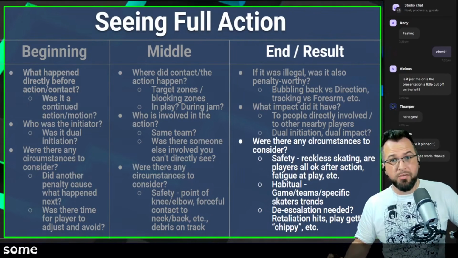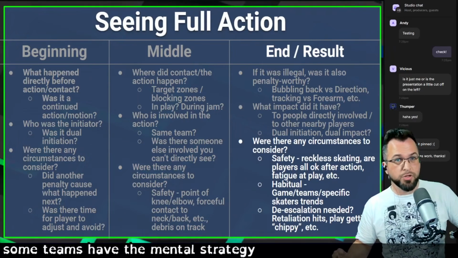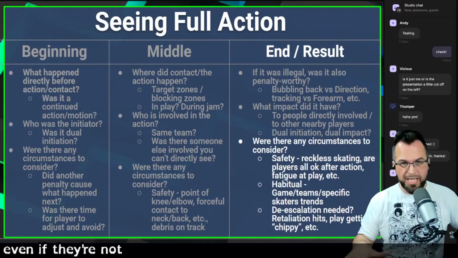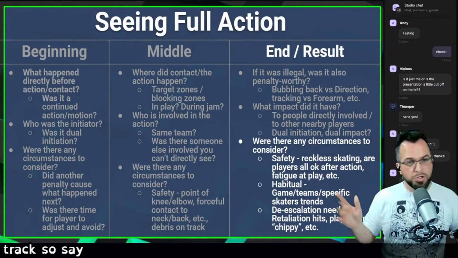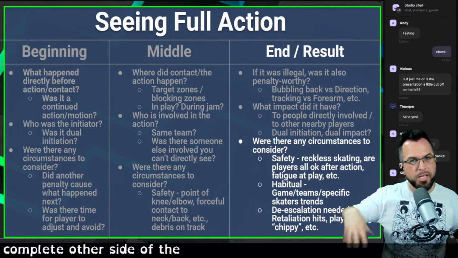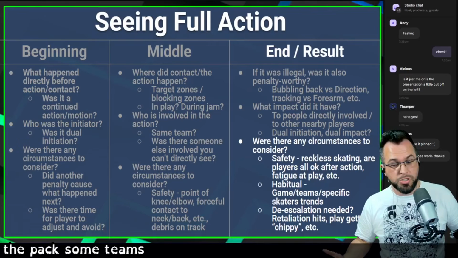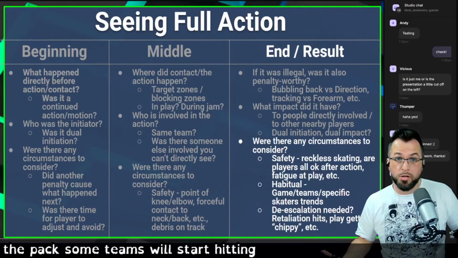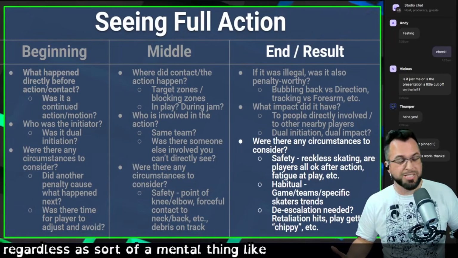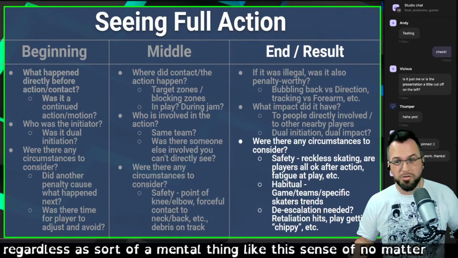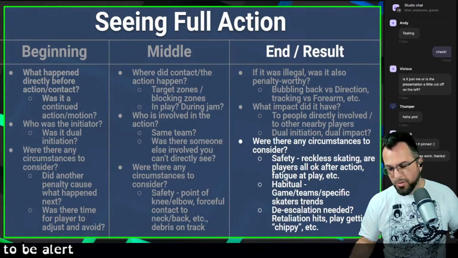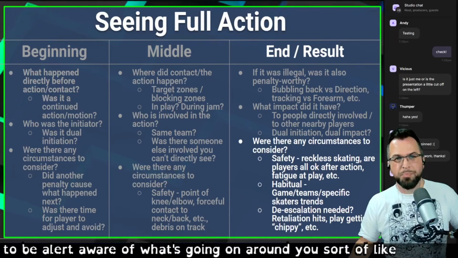Some teams have the mental strategy of delivering hits even if they're not directly beneficial to what's happening on the track. Say it's a power jam, one of the jammers is on the complete other side of the track, and there's nothing really happening in the pack. Some teams will start hitting opponents out of bounds regardless, as a mental thing, like this sense of no matter what's going on, you always got to stay engaged. You always got to be alert, aware of what's going on around you. It's sort of like a mental game.